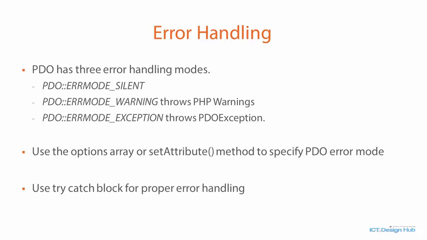The next mode is the error mode warning. This basically just throws a PHP warning. And the last one, which is the preferred method, is the error mode exception. This basically is going to throw a PDO exception, which we can then catch in our try-catch block. In order to specify an error mode for PDO, we can do this in the options array like we did for the attribute persist in the previous lecture, or we can use the set attribute method to specify a specific mode for PDO error handling.